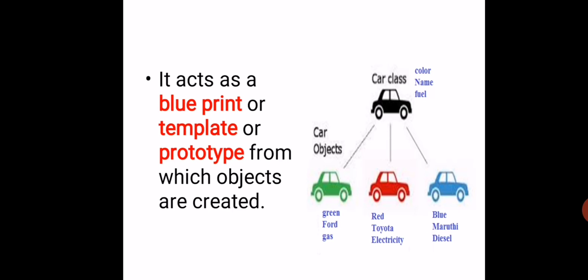Next, a class acts as a blueprint or template, or we call it a prototype, from which objects are created. Just as Lord Brahma designed the human being structure with 2 eyes, 2 ears, 1 mouth, etc., a class similarly acts as a structure to create the objects. For example, consider a car class that has properties color, name, fuel. From this car class, we can create a number of objects with the same properties but different values or data.